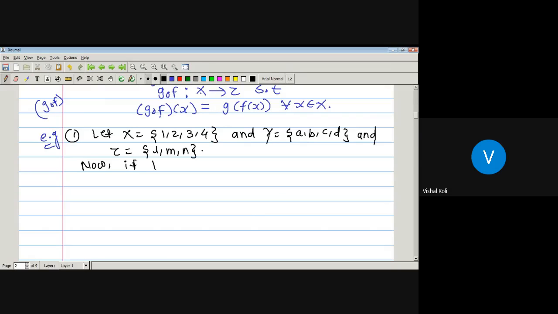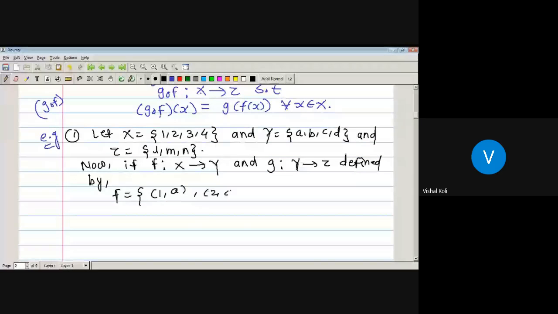Now, if f is a function from X to Y and g is a function from Y to Z, defined by, now define a function f in which the elements of the domain of f are 1, 2, 3, 4. Therefore, 1 goes to a, 2 goes to c, 3 goes to b, and 4 goes to a.